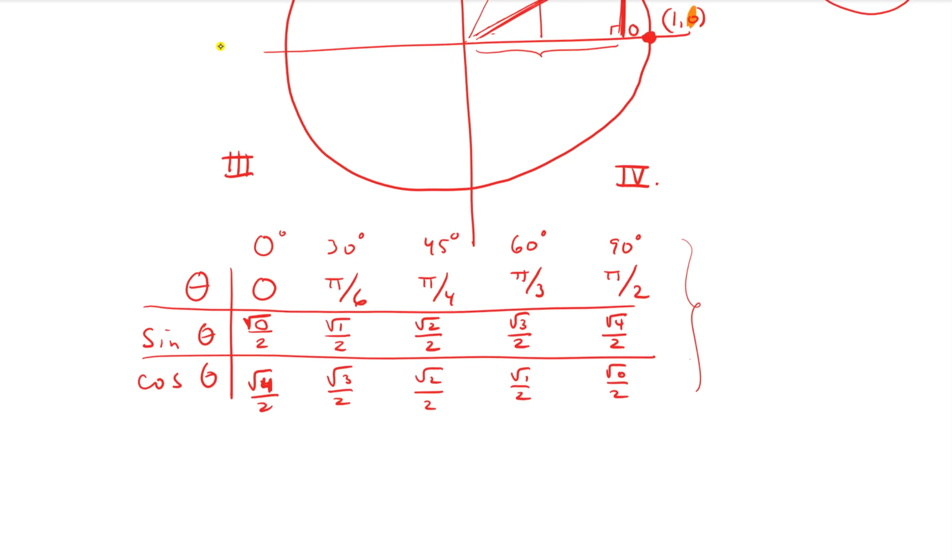But of course, never write as the final answer that the sine is root 0 over 2. Simplify it to 0, of course. So this is just for remembering the values. And again here, this one, you would never write root 4 over 2. You would write 1 as your final answer.